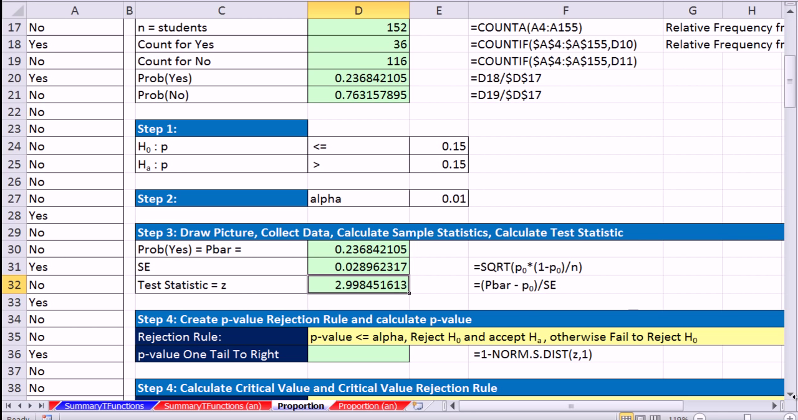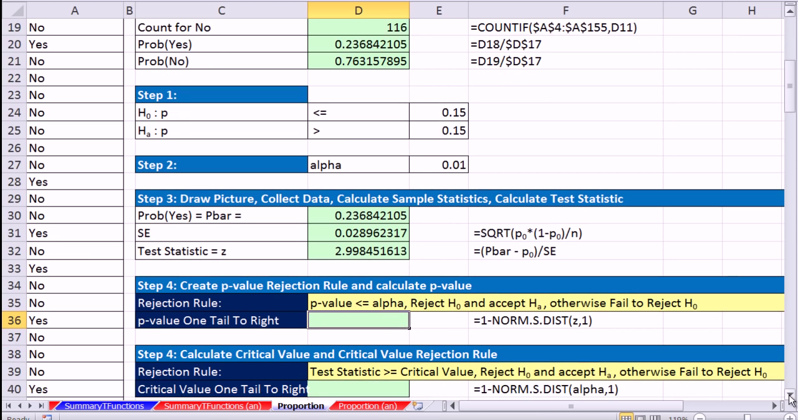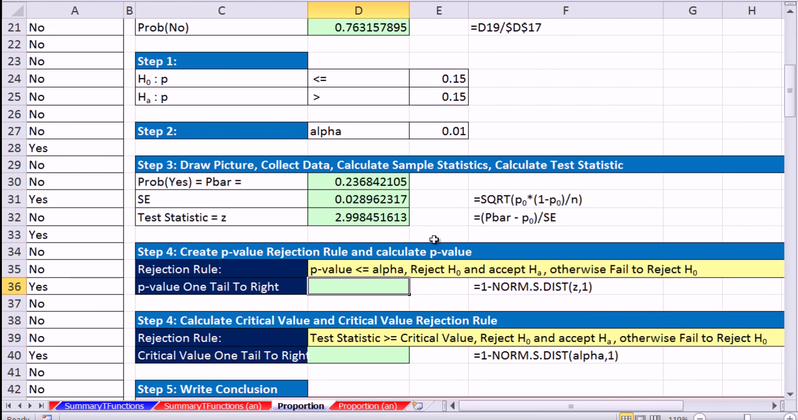Now, the distribution we use for proportion is the z distribution. So that's 2.9, almost 3 standard deviations above. You can already guess. I mean, this is the 7th or 8th test we've done in this chapter. That's way above, 3 standard deviations above. So we're probably rejecting the null and accepting the alternative. Let's go ahead and calculate our p-value.